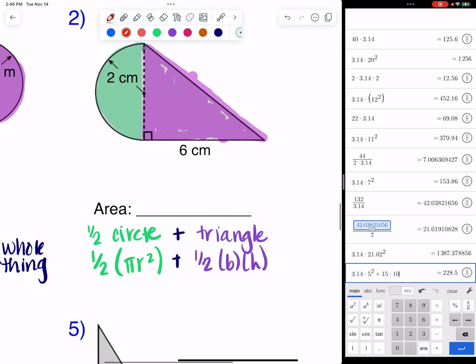In my half circle, I know the radius. The radius is 2. So I'm going to do half of pi times 2 squared.